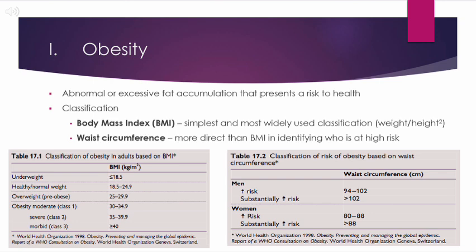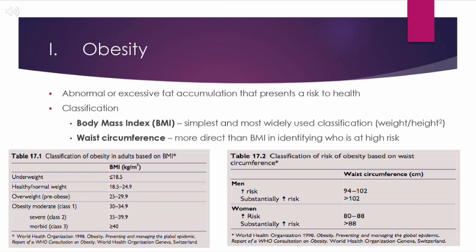Now, let us look at the classification of obesity based on BMI, as shown in the table on the slide. First, underweight. This is a BMI of less than 18.5. Second, normal or healthy weight. This ranges from 18.5 to 24.9. Third, overweight, also called pre-obese. This is from 25 to 29.9.